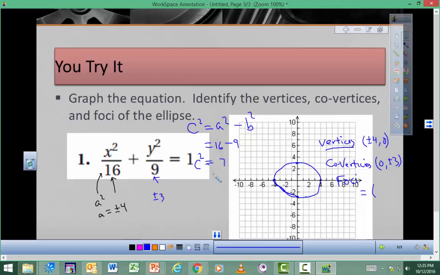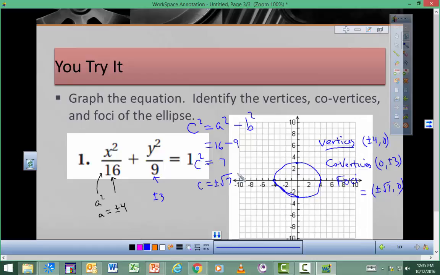So that's all right. We're allowed one mistake per period. And so anyhow, we get c is equal to plus or minus the square root of 7. And it's okay if you want to write your foci. Okay, it's got to be on the x-axis, right? You can write this as plus or minus square root of 7, comma 0. That's totally fine with me.